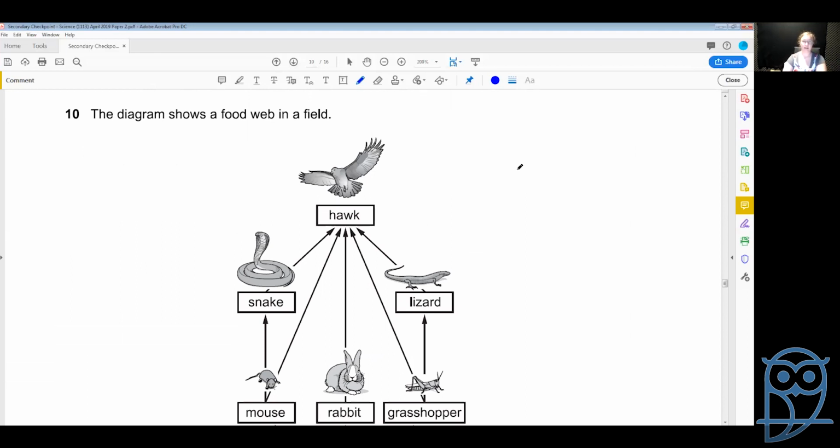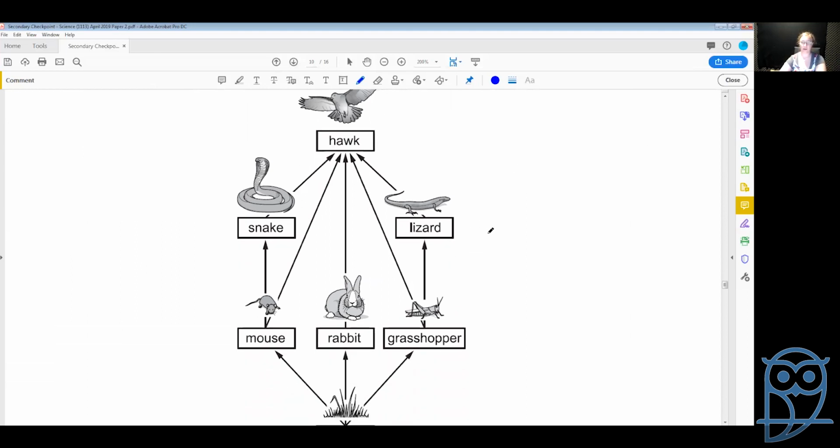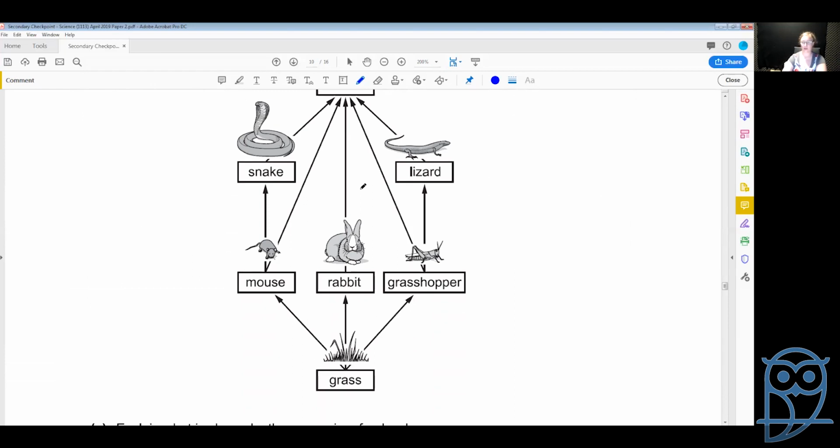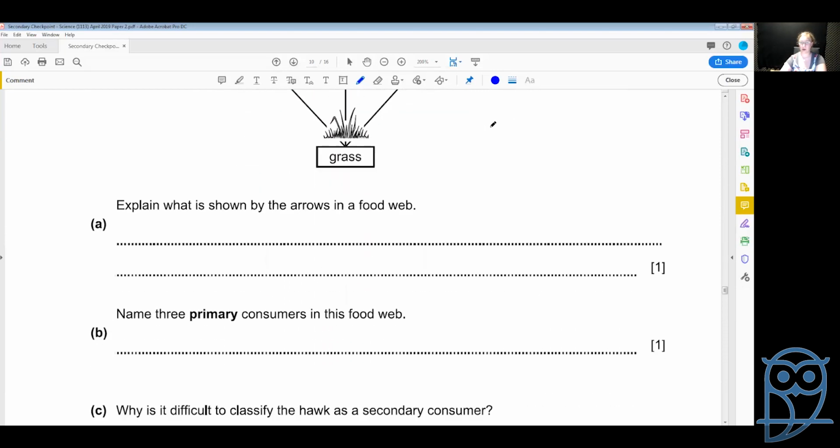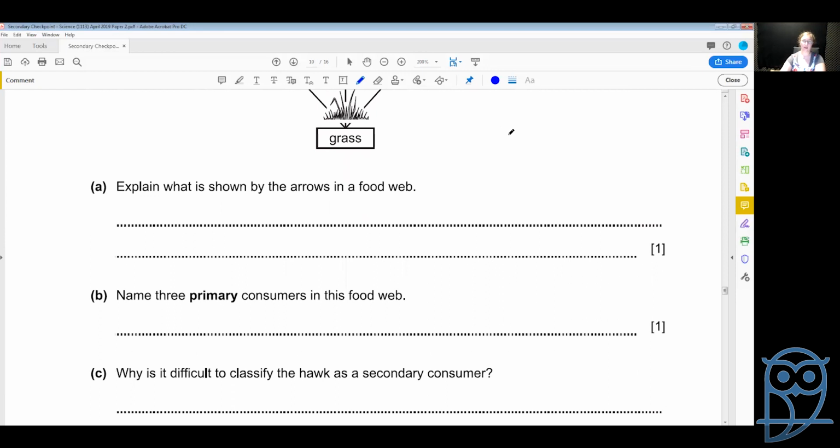Question 10 says, the diagram shows a food web in a field. So we start with grass, which then gets eaten by either mouse, rabbits, grasshoppers, which can get eaten by snakes or lizards or by a hawk. And the snakes and lizards can also be eaten by a hawk. Explain what is shown by the arrows in a food web. So that is the transfer of energy.